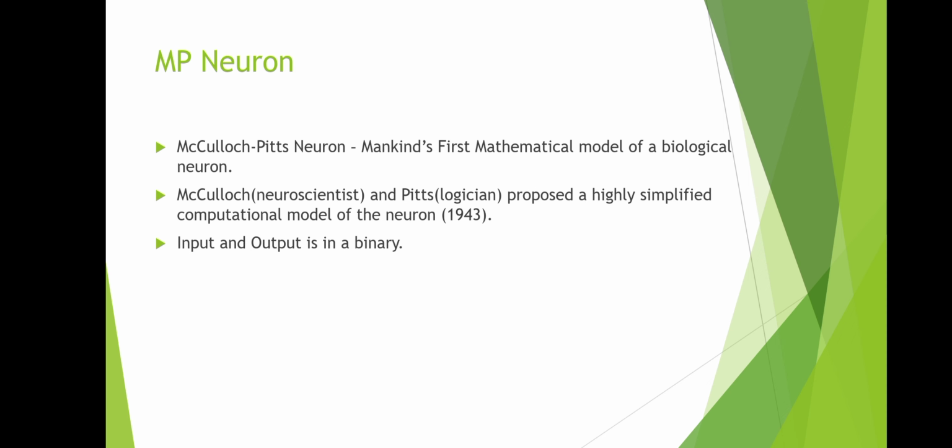MP neuron, the McCulloch-Pitts neuron, is the first mathematical model of the biological neuron. It proposed a highly simplified computational model of the neuron in the year 1943. It takes the input and output as binary or boolean values, so the MP neuron is also called a boolean neuron.